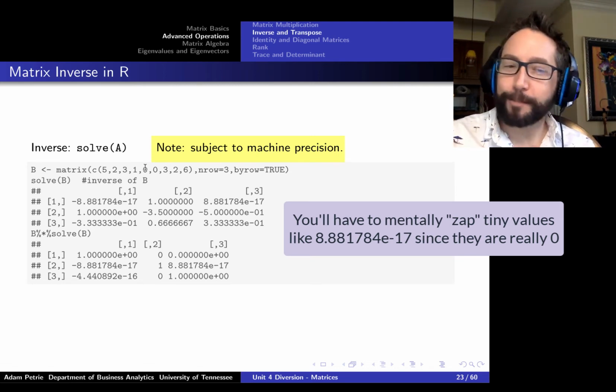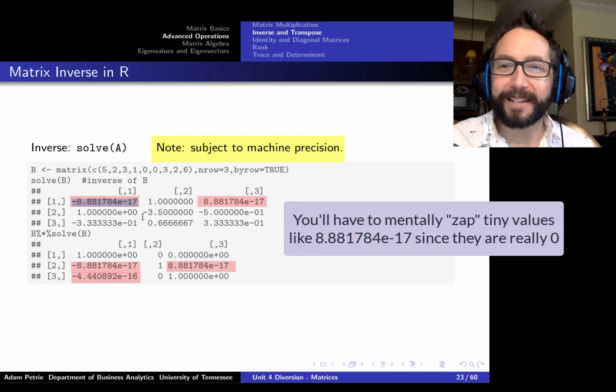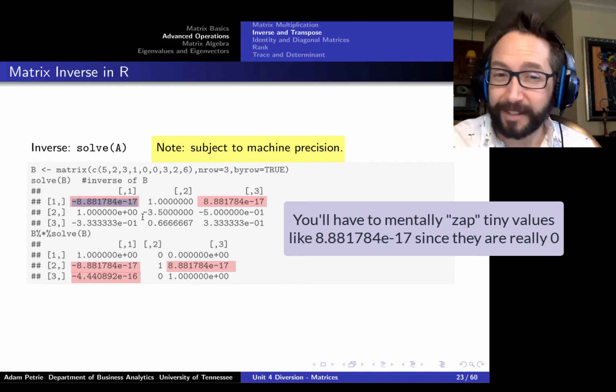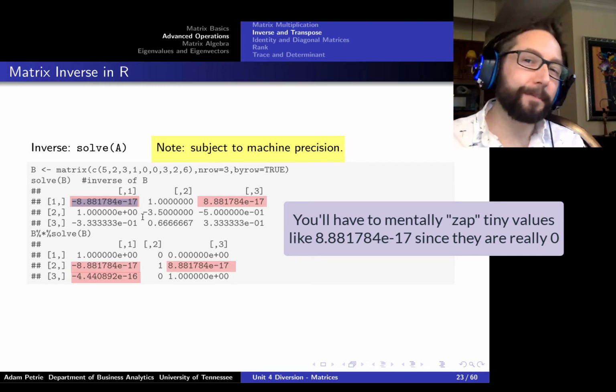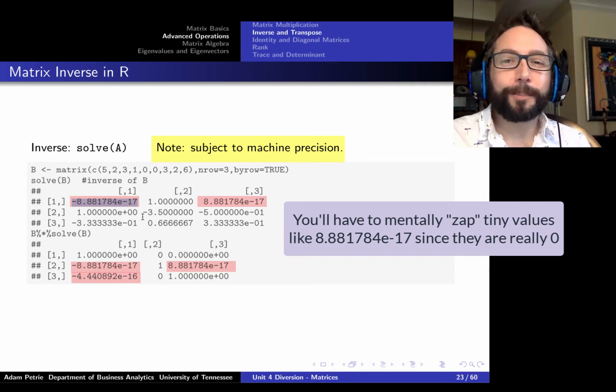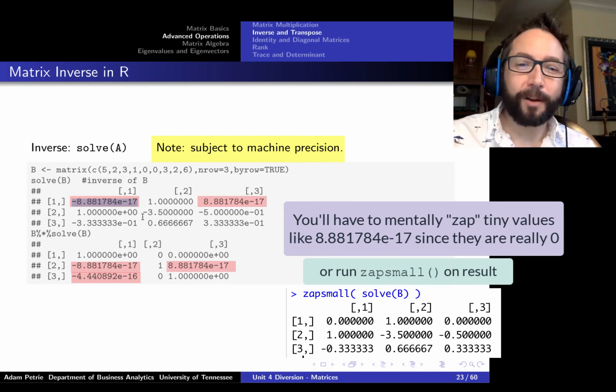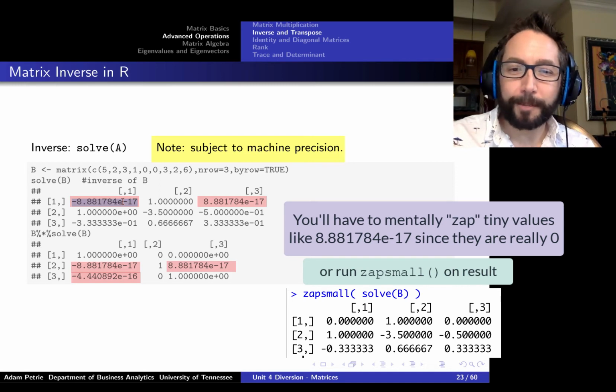So here's a matrix B. I'm asking for the inverse of B. Notice some of these elements are basically 0, like -8.88 times 10 to the -17th power. Because of the mathematical procedure R uses to get these inverses, zeros are going to appear as very, very tiny numbers. So if you run into something with a tiny, tiny exponent here, then you can, for all intents and purposes, just ignore those.